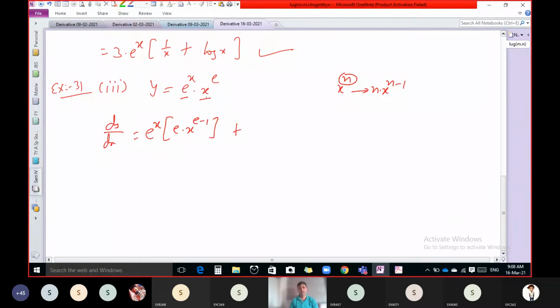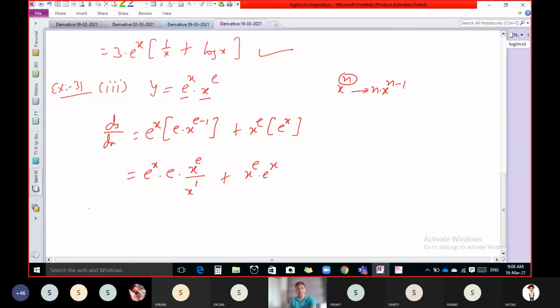Plus x raised to e as it is. And tell me the derivative of e raised to x. e raised to x. Correct. Now see, this e raised to x keep as it is. Keep this e as it is. Instead of x raised to e minus 1, can we write this as x raised to e upon x raised to 1? Is it possible? Yes. And keep this as it is. x raised to e and e raised to x as it is.